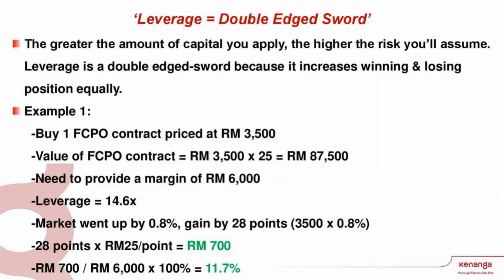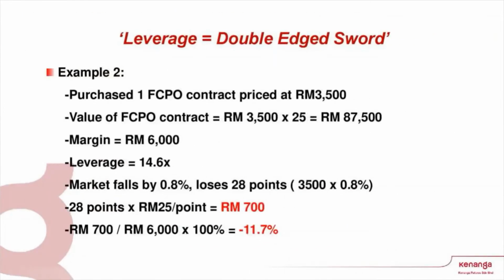If the market went up by 0.8% or by 28 points, your portfolio would gain 700 ringgit, so an 11.7% return out of your initial outlay of 6,000. However, on the flip side, if the market falls by 0.8%, 28 points, this can equally cut 700 ringgit out of your position, which is a loss of an equal magnitude as when the market went up in the previous example. So again, leverage is a double-edged sword. It increases your gains and losses equally.